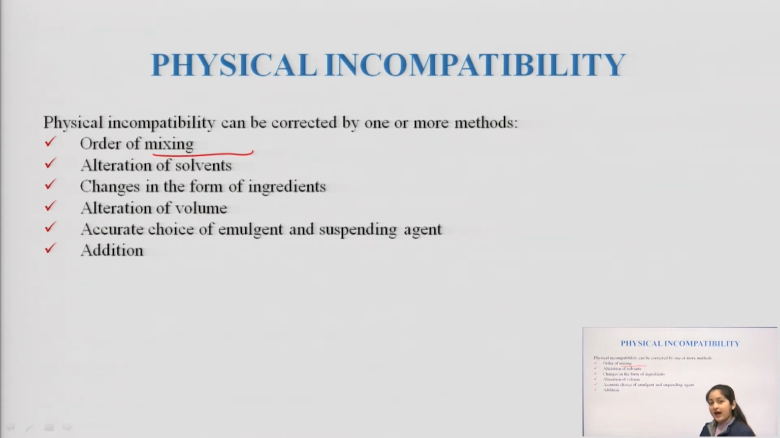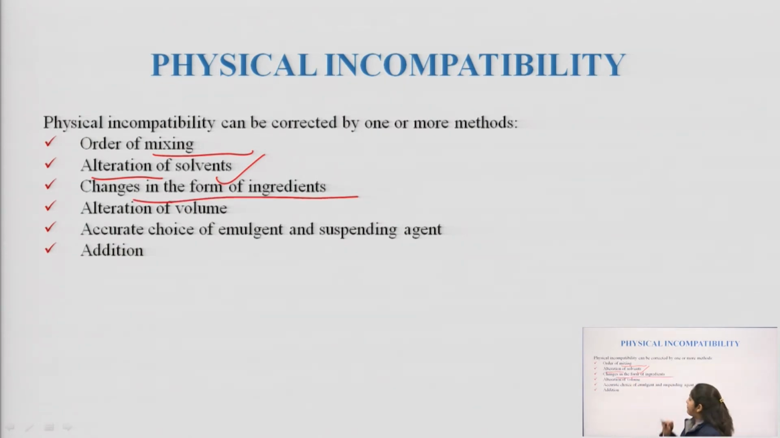Now, let us understand another parameter that helps to eliminate physical incompatibility, which is alteration of solvents. If any substance is not soluble in an aqueous solvent, we should choose an organic solvent or any other type of solvent in which our medicament is soluble. So, we can avoid the solubility issues. By altering the solvents, physical incompatibility can be lowered or completely eliminated.